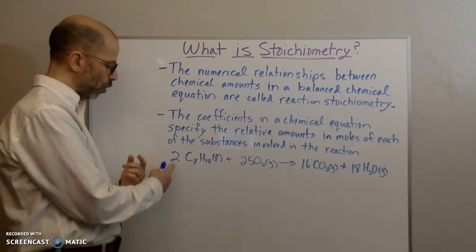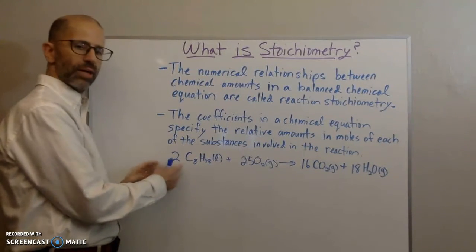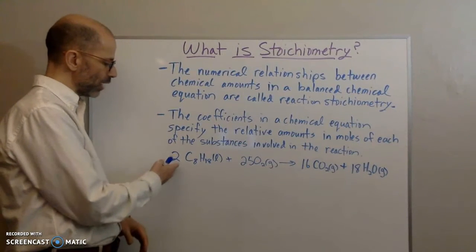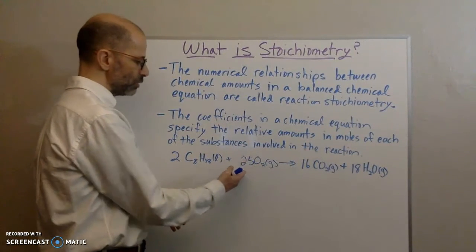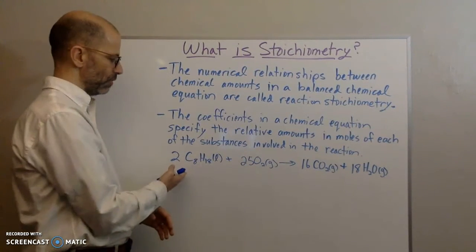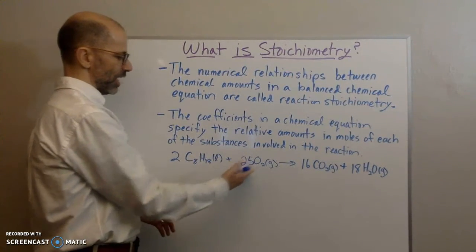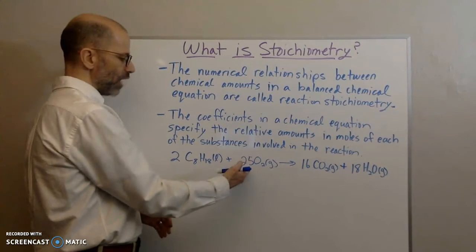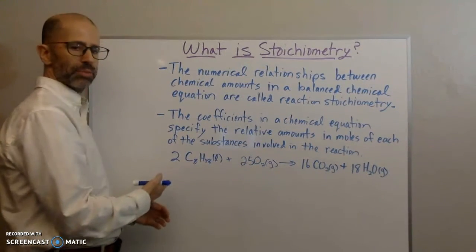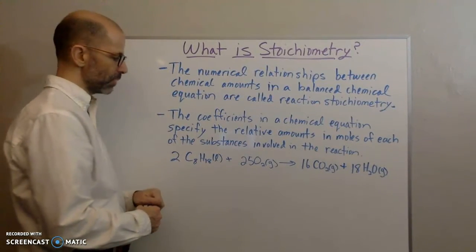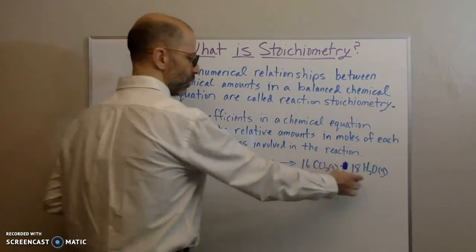So if I only have 1 mole of octane, right? So I divide that by 2, I get 1 mole. So then I need to divide this by 2 to get the same ratio. And so I would need like 12 and a half. So 12 and a half moles would react completely with 1 mole. So the ratio is always the same. And the same thing with the other ratios as well.